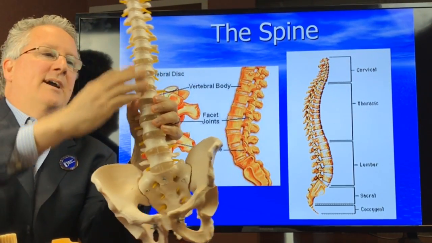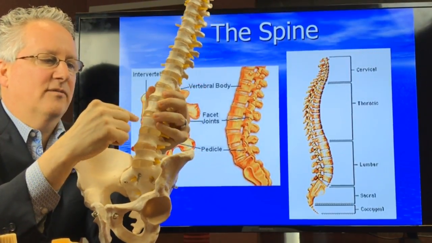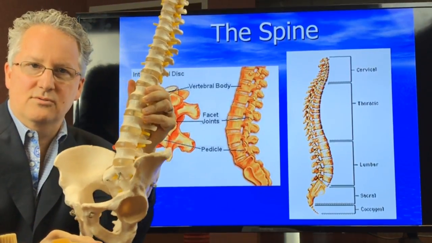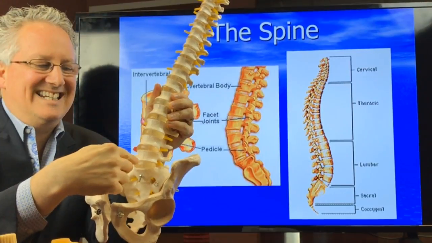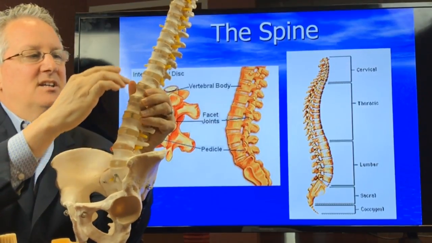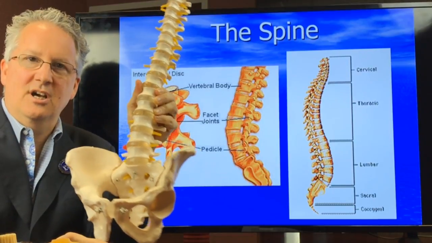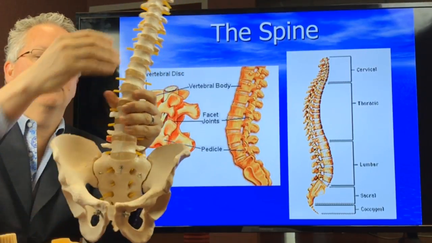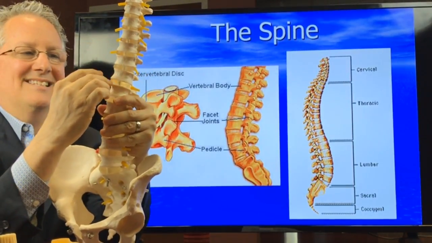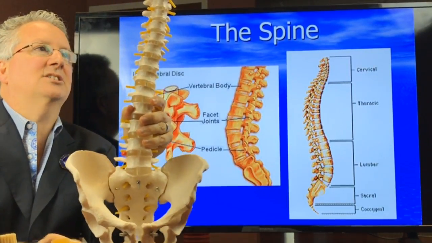So a typical spine looks like this. Head's up here. Hips are down here. There's 24 vertebrae between the head and the hips. The vertebrae are the bones. In between each bone is where the disc is. The disc allows for motion of the joint. Vertebrae are designed to move in 6 directions: forward, back, side to side, and rotate, and all that motion takes place on top of the disc. The disc also acts a little bit like a shock absorber for the spine.